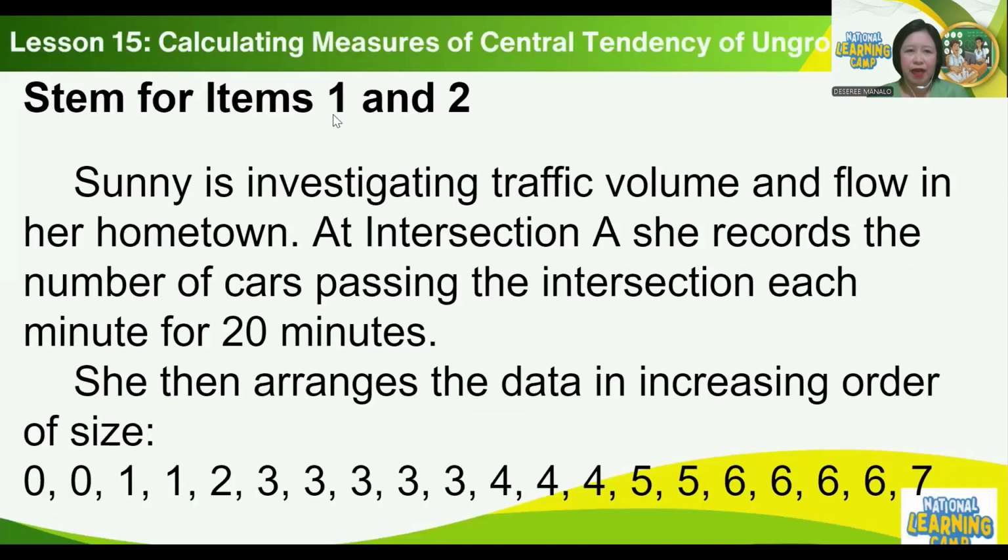Let us have STEM for items 1 and 2. Sunny is investigating traffic volume and flow in her hometown. At intersection A, she records the number of cars passing the intersection each minute for 20 minutes. She then arranged the data in increasing order of size. We have 0, 0, 1, 1, 2, 3, 3, 3, 3, 3, 4, 4, 4, 5, 5, 6, 6, 6, 6, 7.